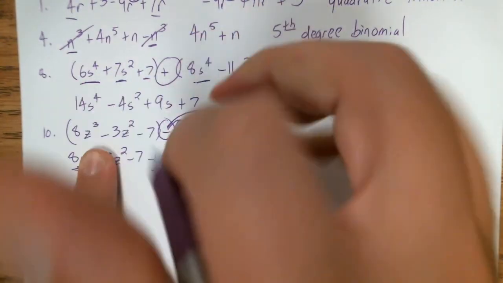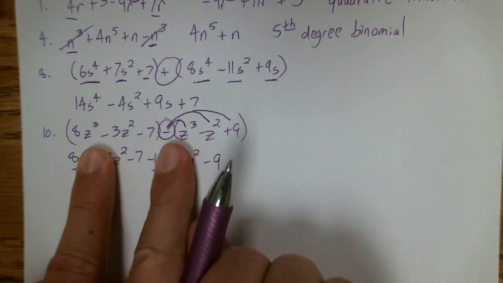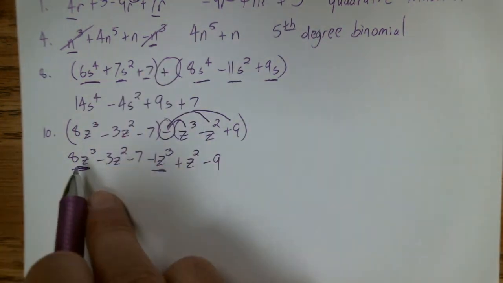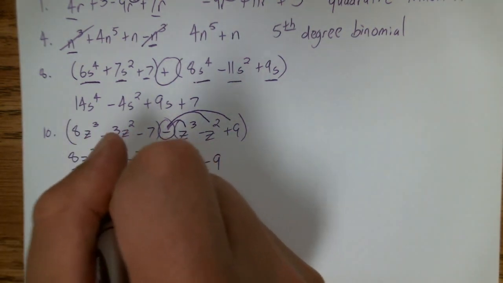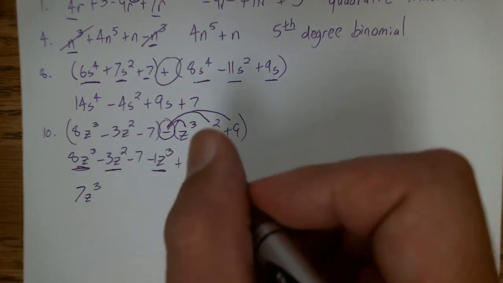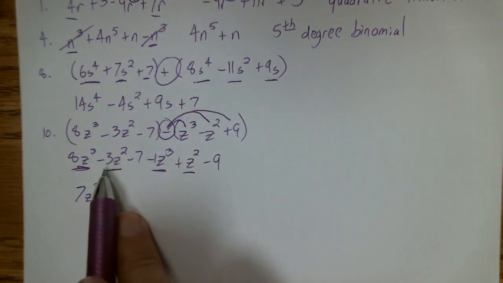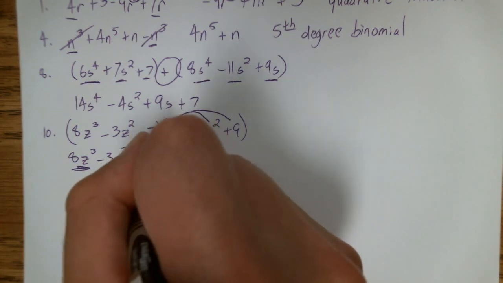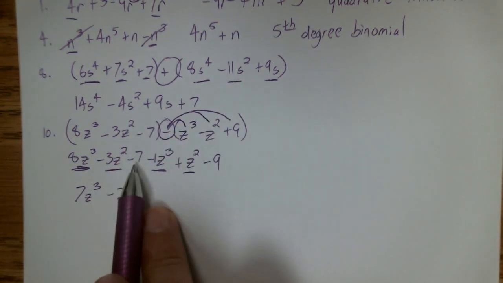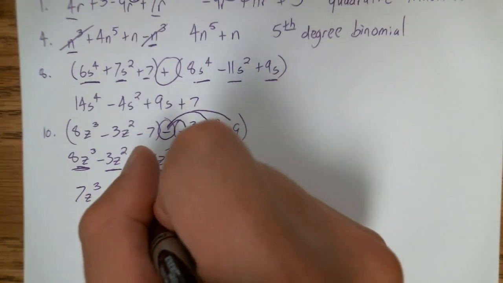That's an understood 1 right there. So in my mind, I'm basically just doing 8 minus 1. 8z cubed minus 1z cubed is 7z cubed. And then I'm going to match up the squareds, negative 3z squared plus a z squared. Negative $3 plus $1 is negative $2, so negative 2z squared. And then the constants, negative 7 minus 9, minus 16.